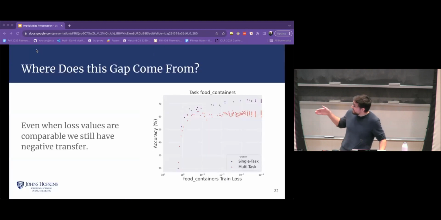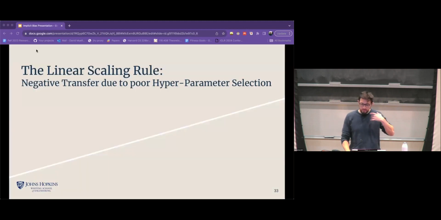So we're interested in explaining this generalization gap, right? So yes, we do have task conflict, but why are we experiencing negative transfer even for loss values that are comparable? And so to answer this question, I'm going to turn to a phenomenon in which we see a very similar type of generalization gap appear in deep learning, right?